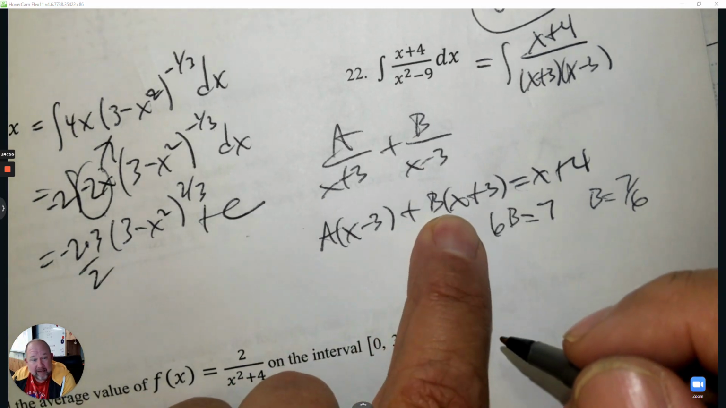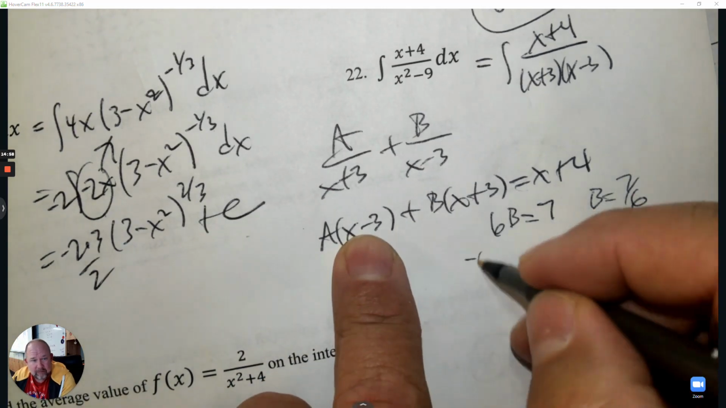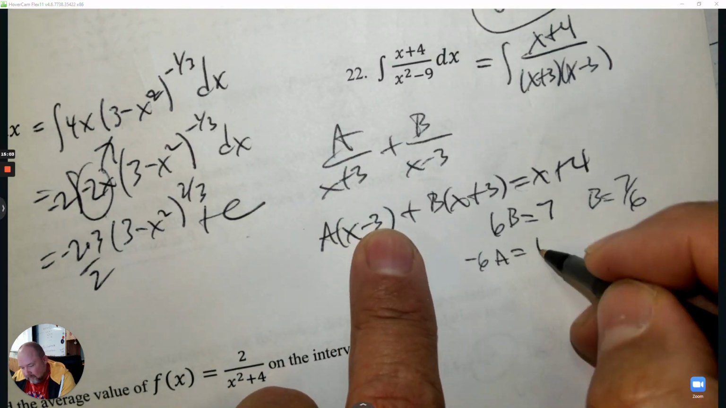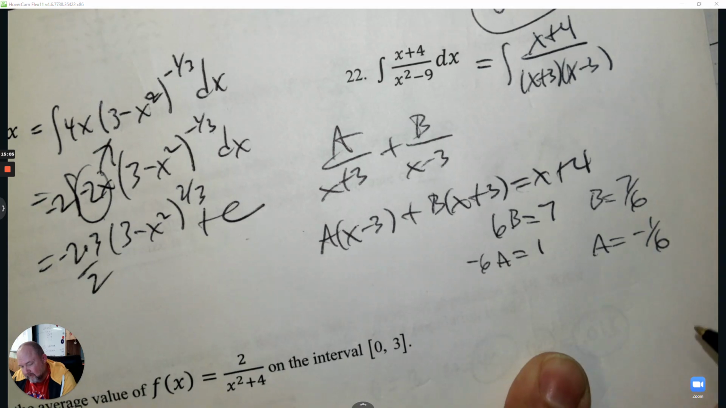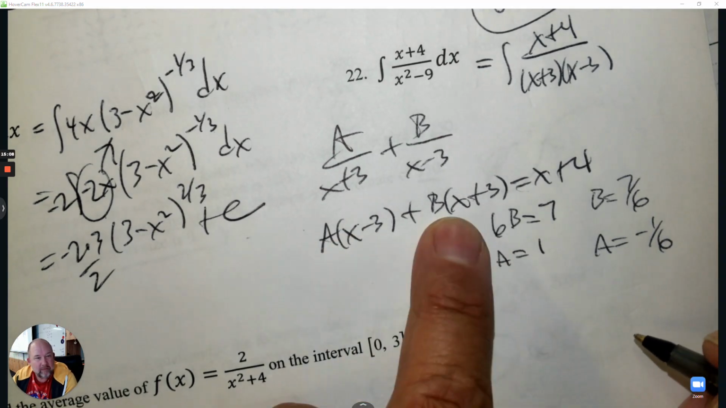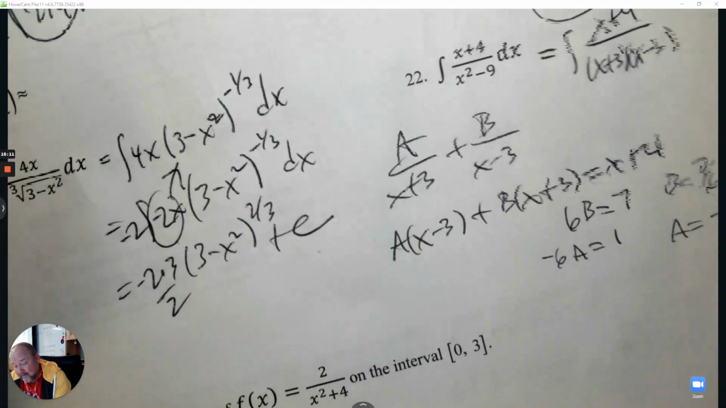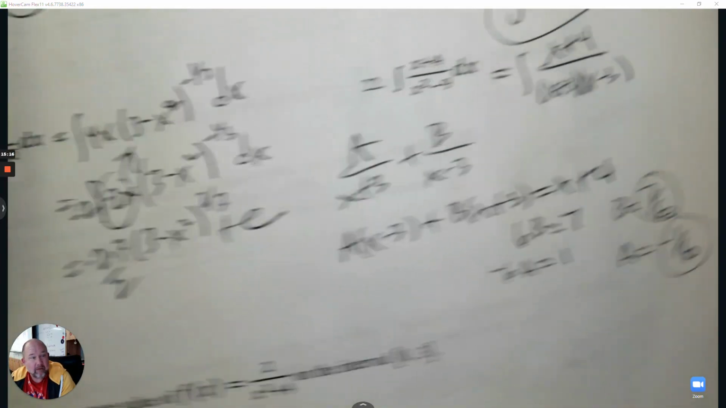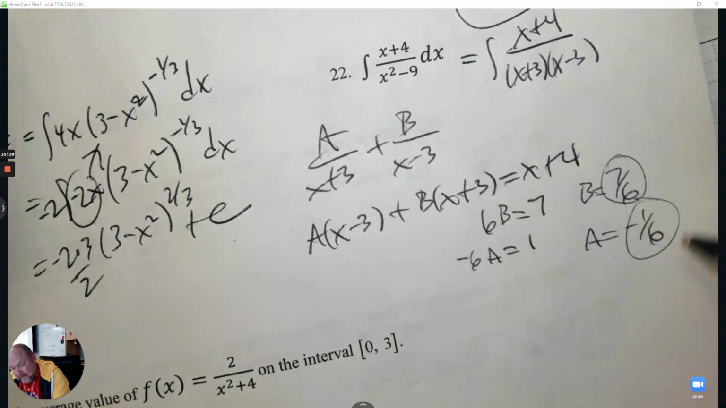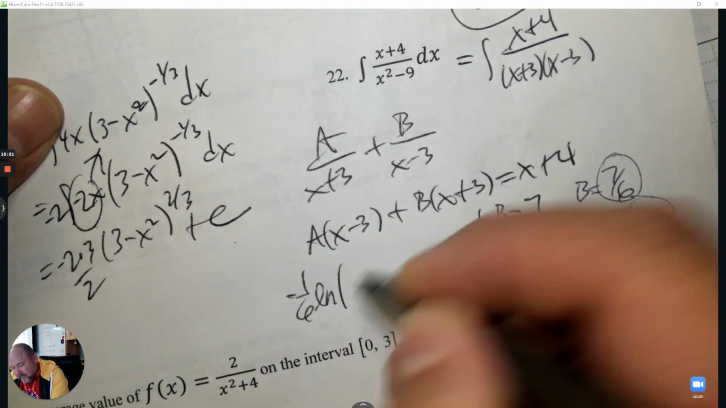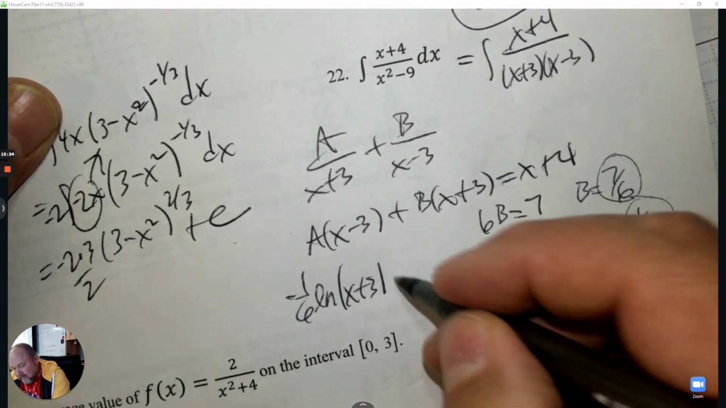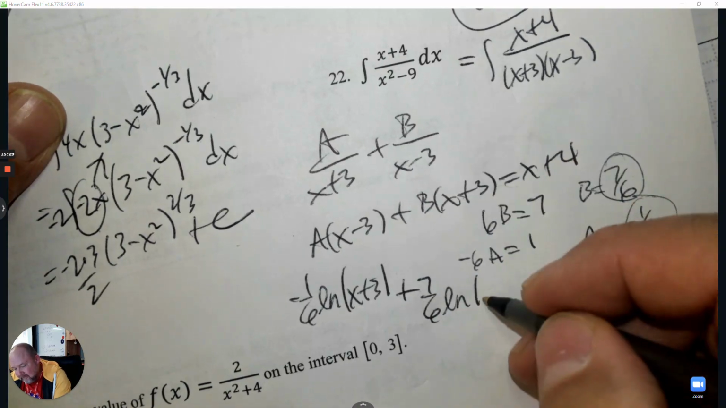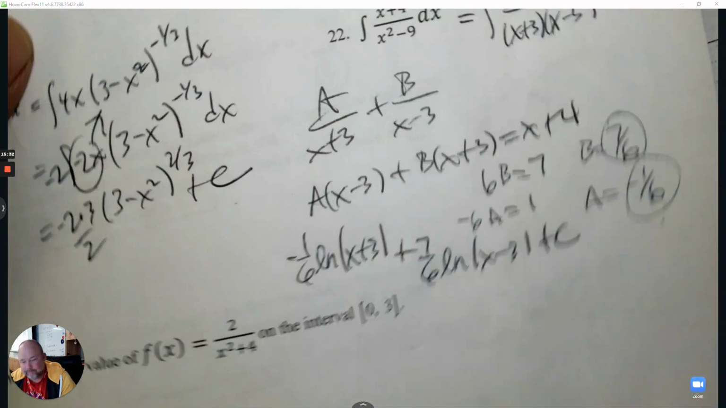If I let x equal negative 3, I have negative 6a. So negative 3 plus 4 is 1. That gives me a equals negative 1/6. So then my answer, when I go back here and integrate, these are the answers that I start with. And they're going to be logarithms, right? So a is negative 1/6, then it's ln of what the base is, plus b, which is 7/6, ln of what the base is, and then plus c.